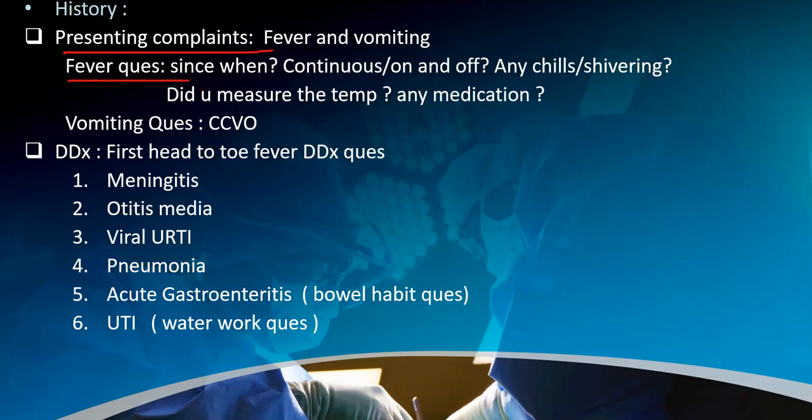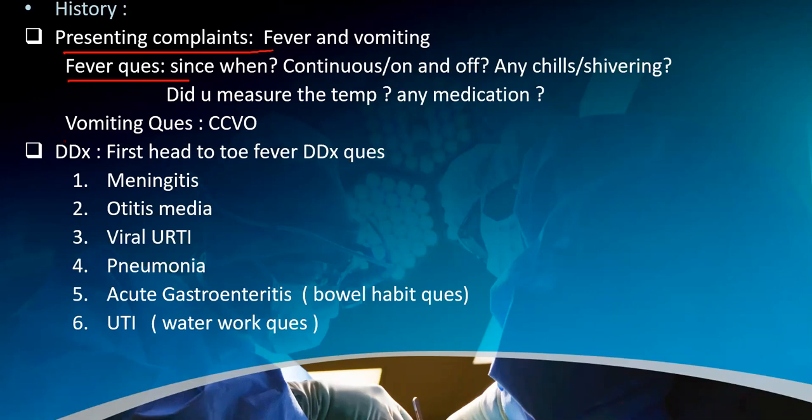So for fever, you can ask: since when is he having fever, is it continuous or on and off? Any chills or shivering? Did you measure the temperature? Have you given any medication? Just 5 questions. Since when? Continuous or on and off? Any chills or shivering? Did you measure the temperature? And have you given any medication?